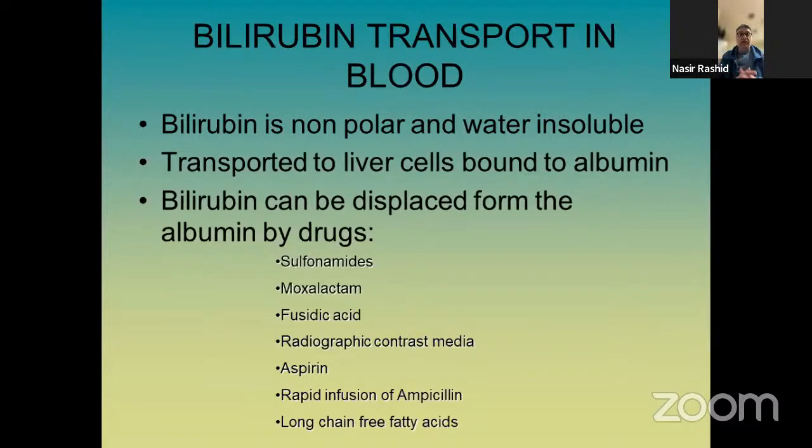Those other molecules are usually antibiotics, sulfonamides, moxalactam. It's a long list; I just put in a few of those. But look at the 6th point, the rapid infusion of ampicillin. The most commonly used antibiotic in neonates is ampicillin, and just a rapid infusion of ampicillin can displace the bilirubin from albumin. Remember that concept, because later we'll talk about the relevance of bilirubin being displaced from albumin. Next slide, please.